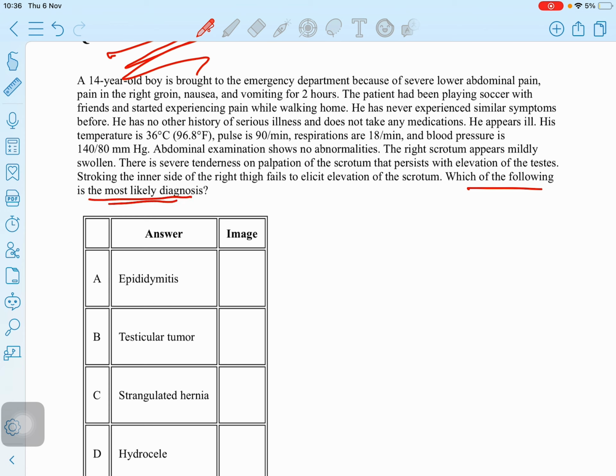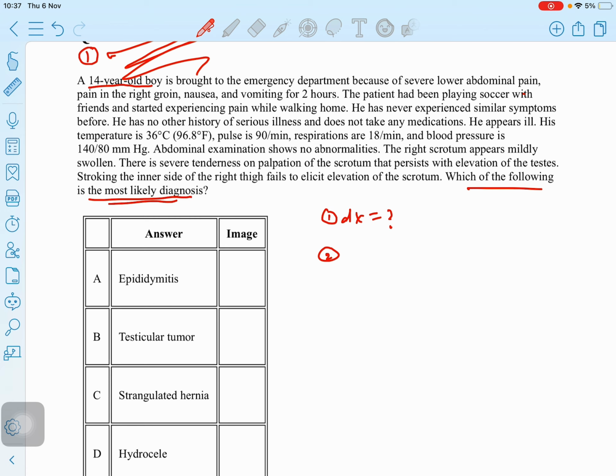So the examiner is asking about the diagnosis. So we will say that here the examiner is asking about the diagnosis. Number 2, what is the question? A 14-year-old boy is brought to the emergency department because of severe lower abdominal pain. What is the age of the child? It is a 14-year-old boy.